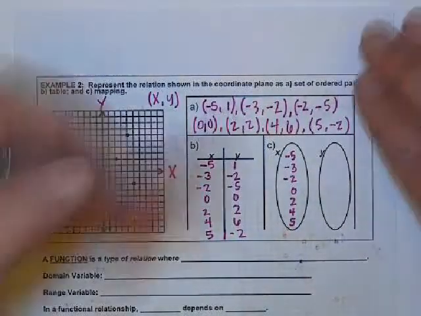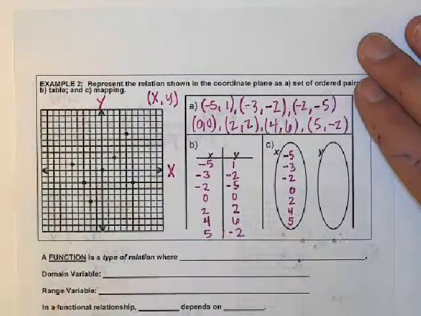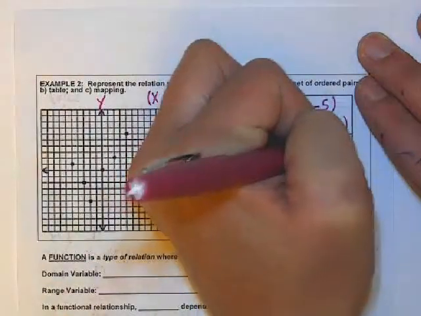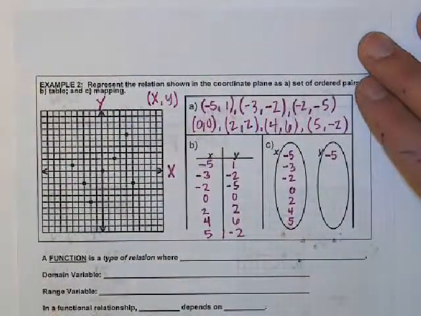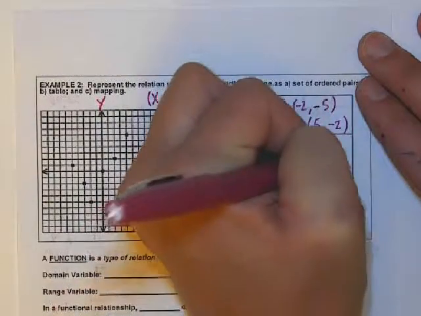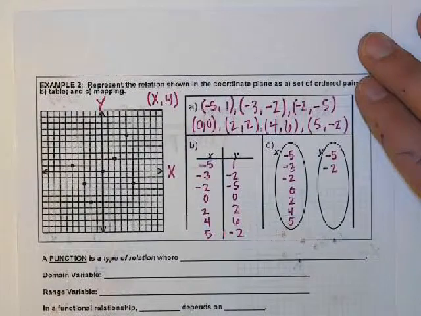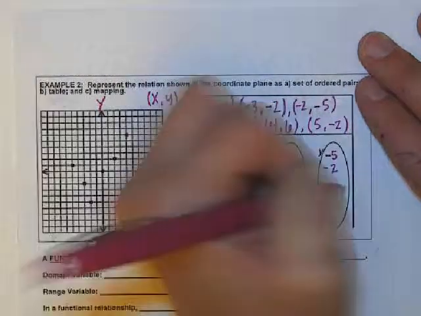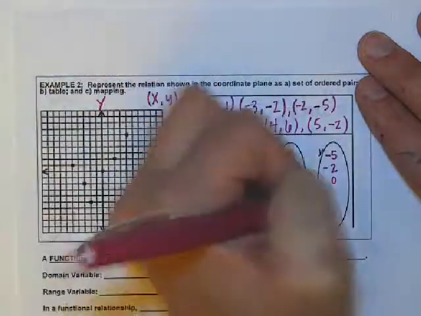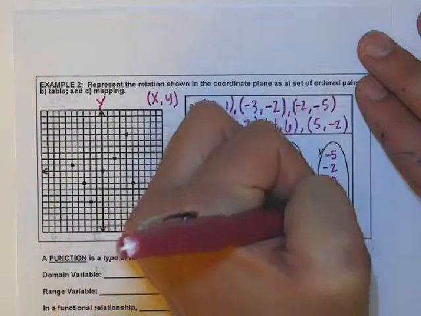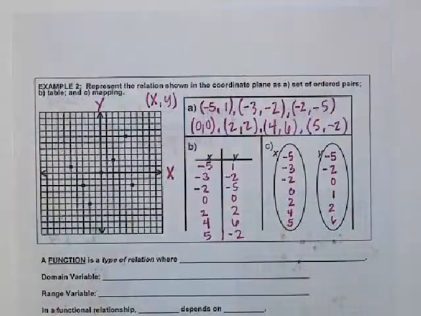So looking at the y's, what's my smallest y? -5. So that's going to go on the top. Then my next smallest is -2, but I'm only going to write it one time. Then 0, 1, 2, 6. Okay, so we got all the numbers down.